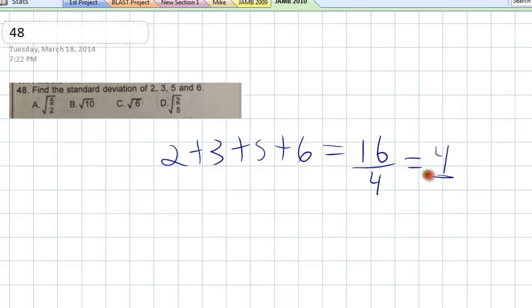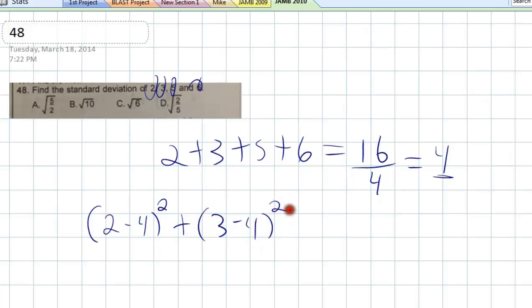And then we're going to use the mean to figure out by how much each of these numbers deviates from it. So essentially, I'm going to say, for instance, 2 minus 4, which would give us negative 2, because that's how it deviates from the number 4. It's 2 less than 4. So that's where this comes from. But when we're taking the standard deviation, we want to square each one of these because we really don't want to deal with negative numbers. So then we're going to do the same thing for all of them.